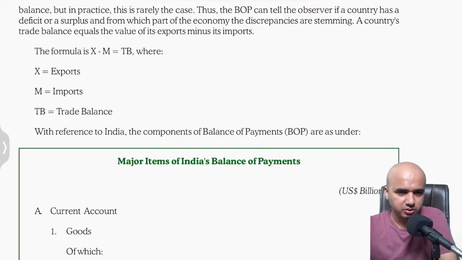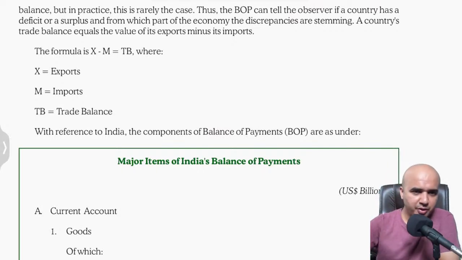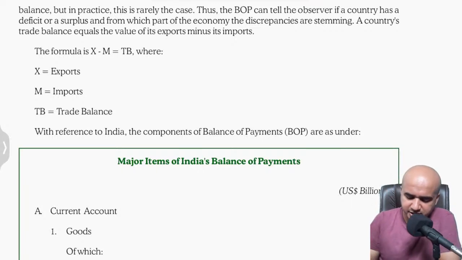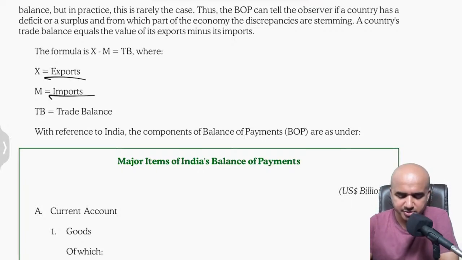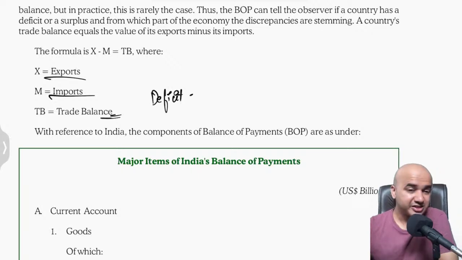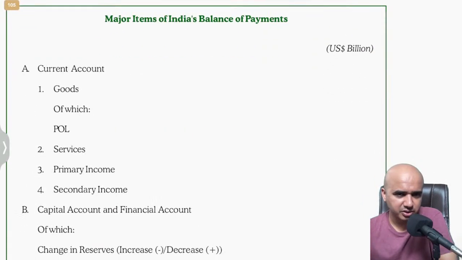Okay, let's move on. Of course, they have given a formula as well. It's very simple, as I already told. It's nothing but the difference between exports and imports, which will give us the trade balance. So, if exports is more than imports, then we'll have a positive or a surplus trade balance. If imports is more than exports, like what we have in India, then we will have a deficit trade balance, which is our case actually.